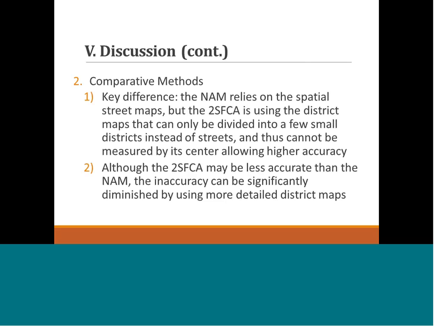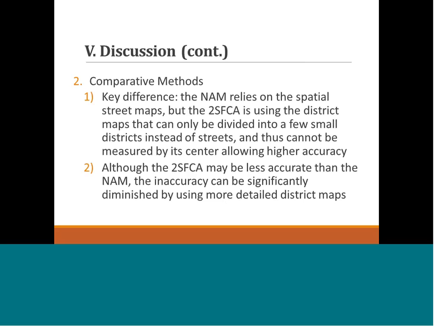And now let's talk about comparative methods. That's very interesting. Number 1, let's look at the difference between NAM and the 2-step. The NAM relies on spatial street maps, as you already mentioned. We can measure driving time. But 2-step is using district maps that can only be divided into a few small districts instead of streets, and then cannot be measured by its center, allowing a higher accuracy.